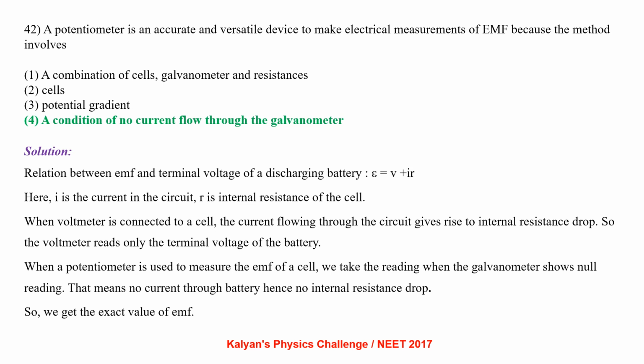But in the case of a potentiometer, when we use it to read the EMF of the cell, we take the reading when the galvanometer is reading 0, that is, null deflection. Since the deflection is 0, there is no current flowing through the circuit, so there is no internal resistance drop. So directly we get the potentiometer reading as the EMF of the cell.